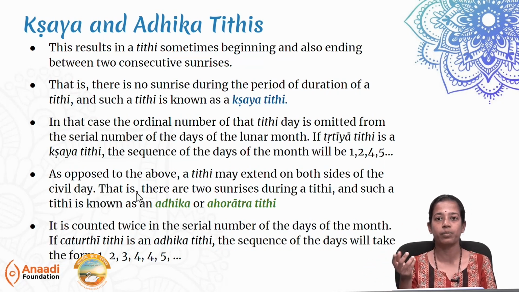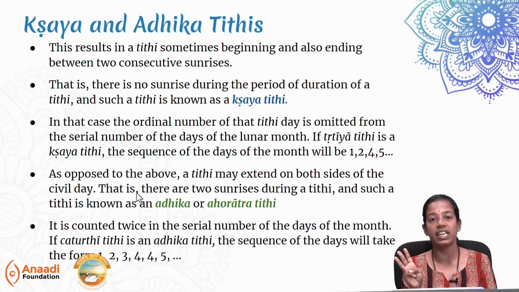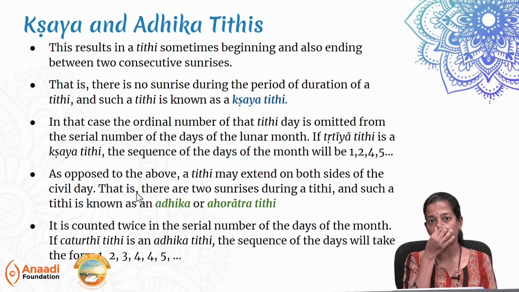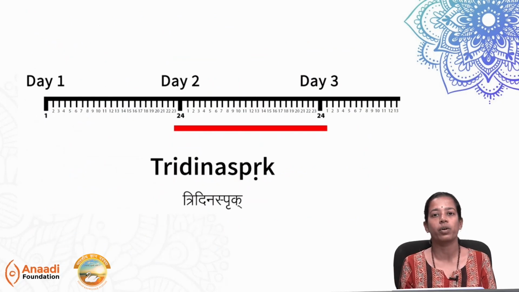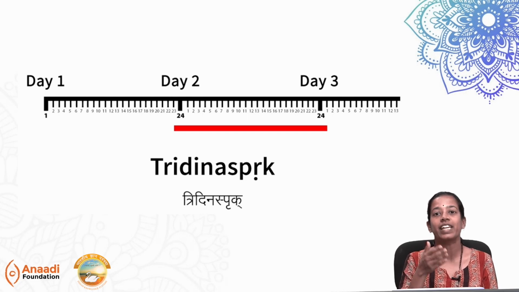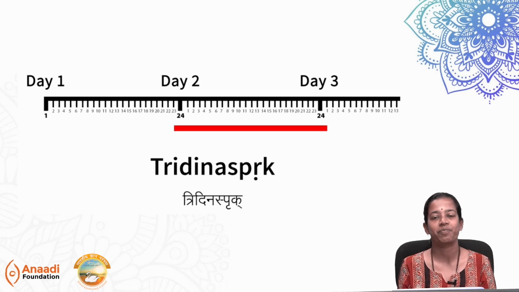Do you understand what I am saying? The days that I am talking about here are civil days. So, it will span across 3 civil days, the 24-hour cycle that we follow generally. Such a spillover also happens once in a while. When the Tithi gets to touch 3 different days, it is called Tridina Sprik. It is called Tridina Sprik.